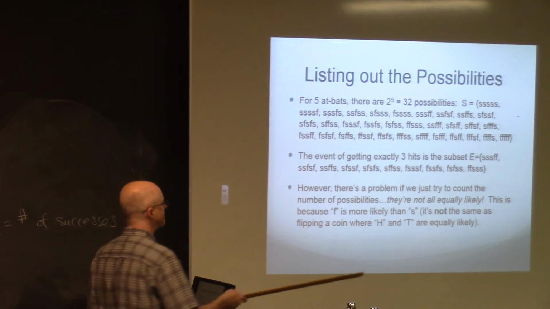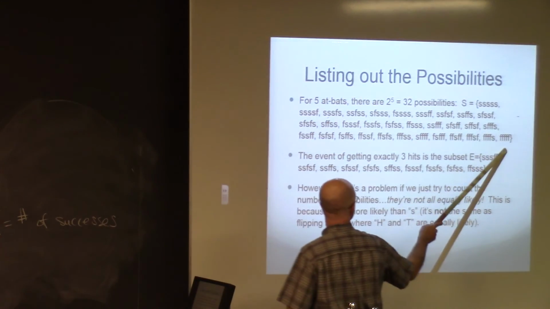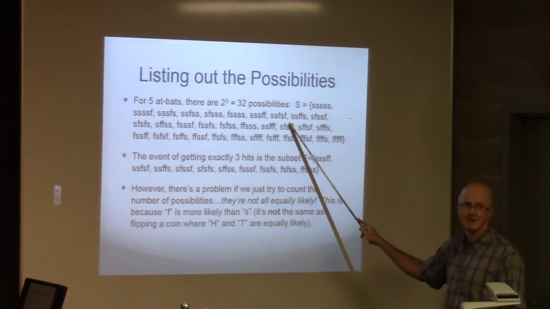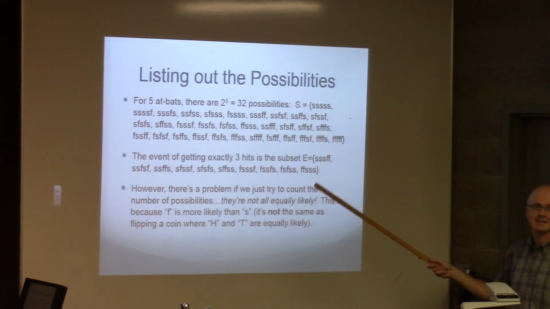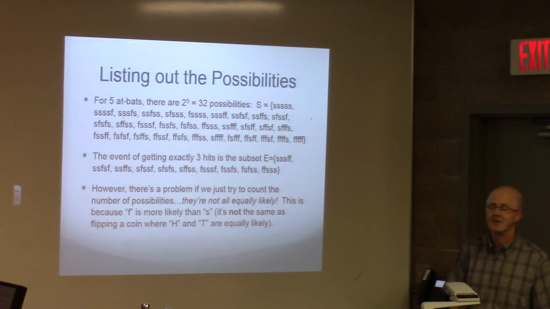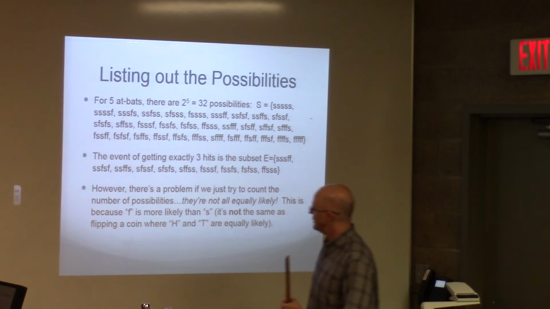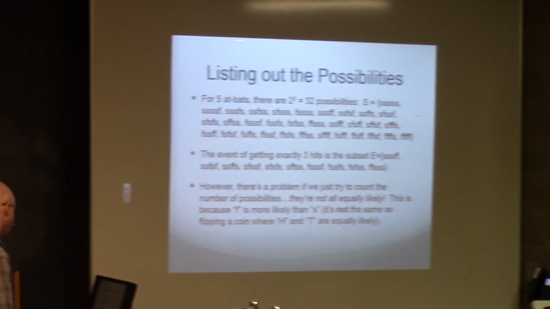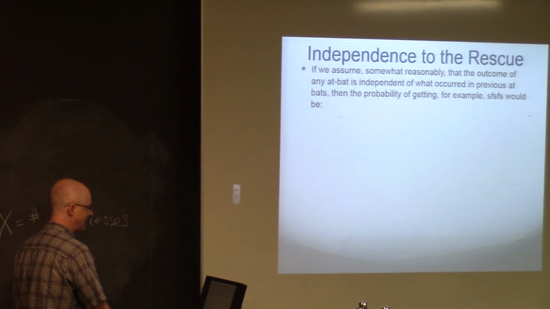So, for example, he's more likely to get 5 failures, go 0 for 5, than he is to get 5 successes and go 5 for 5. That should be intuitive, okay? Since the chance of failure is higher on any individual at-bat. Therefore, you cannot do what I just said. You cannot do 10 out of 32. You've got to do something different. What is the different thing you have to do?